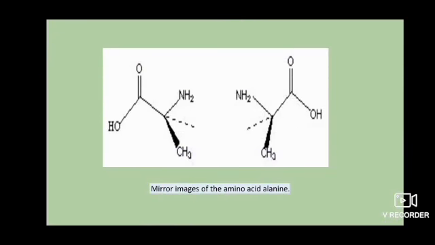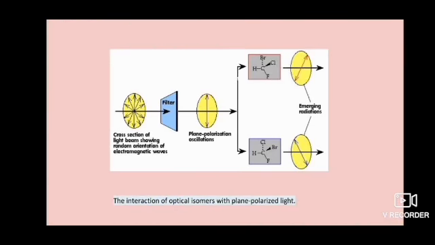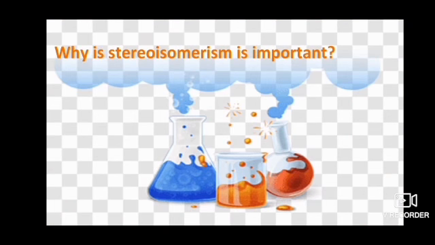In this picture we can see that both are structures of alanine, but they are mirror images of the amino acid alanine. They are also called optical stereoisomers. In this picture, we see the interaction of optical isomers with polarized light. The plane light falls on the compounds which are stereoisomers and is rotated in different ways, either left side or right side after passing through the filter.